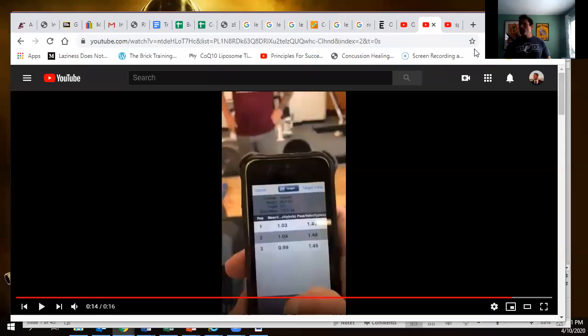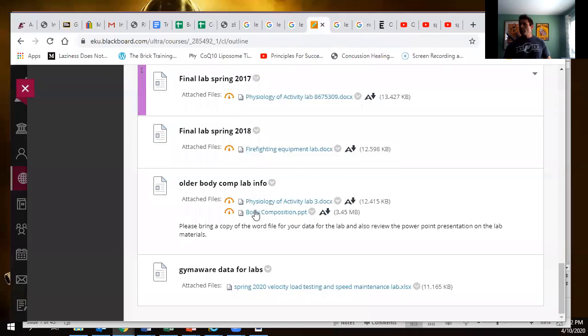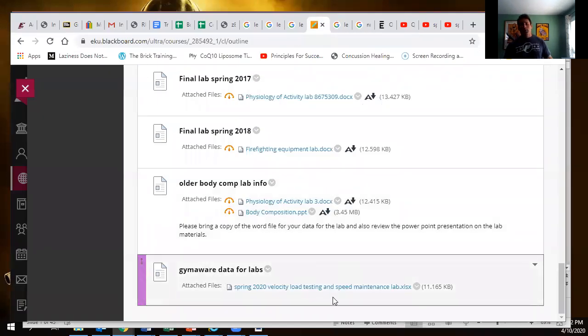Once again, you just got to go to the Blackboard site and download the GymAware data. The bench press numbers are for the velocity load, obviously, because he's going up in weight. It might not perfectly show it, but it was based off of a 300-pound maximum, so you can see the weight on the bar. The big plate is a 45. The next size down is a 25, 10, 5, 2.5.